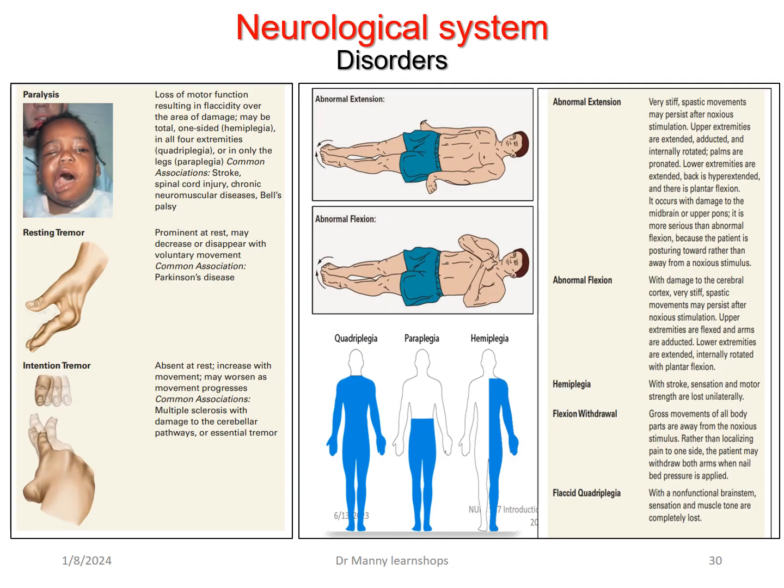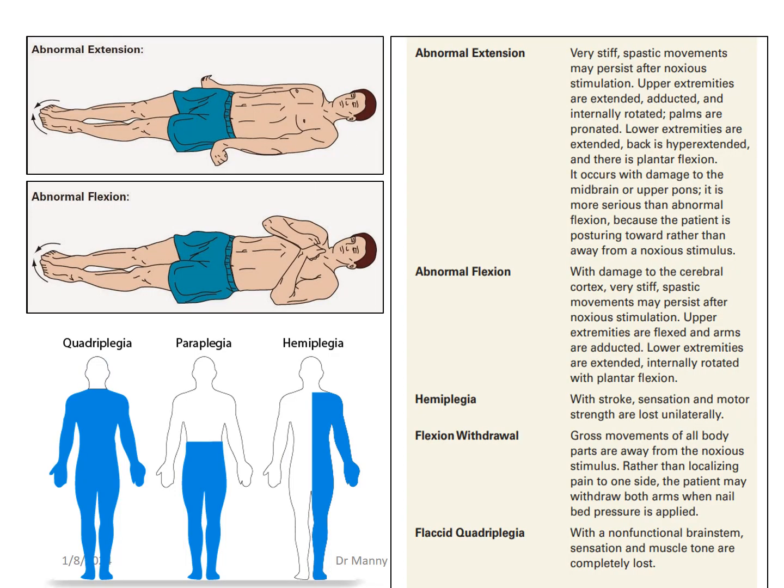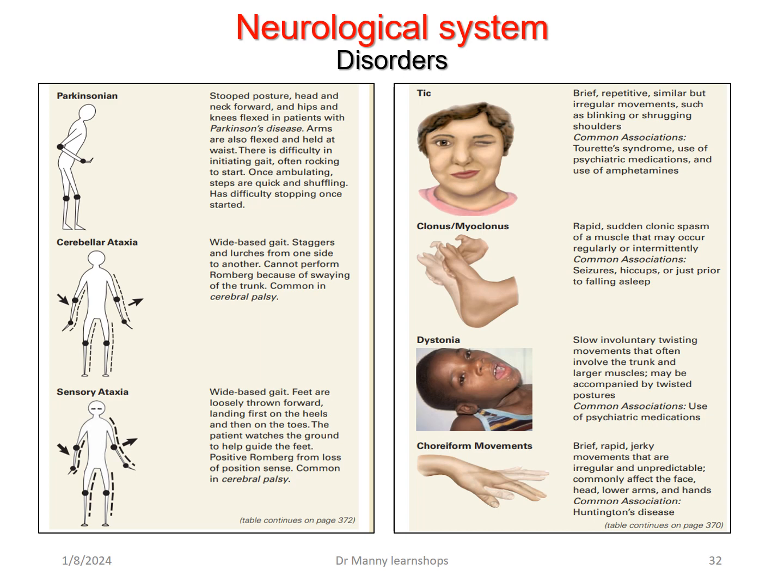Disorders related to the neurological system include paralysis, tremors, certain abnormal positions such as the decerebrate or decorticate position, quadriplegia, paraplegia, or hemiplegia. Other disease processes could involve Parkinsonian issues, cerebellar ataxia, sensory ataxia. It could involve things like having a tic, clonus, myoclonus, dystonia, abnormal movements, referred to as choreiform movements.